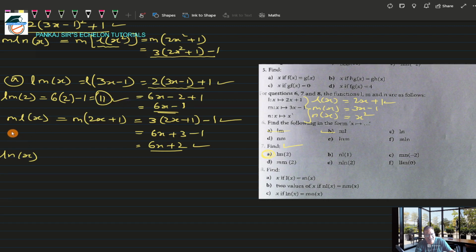Okay, here also you have to find out the second, which is n L of 1. Okay, so this is not going to work. So this I have to just erase.